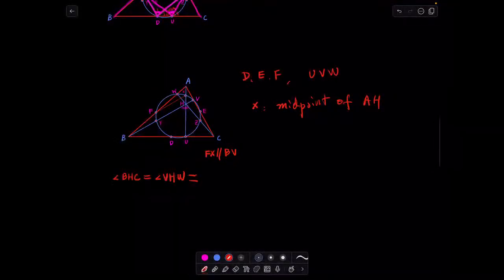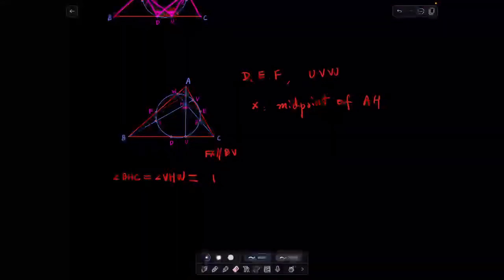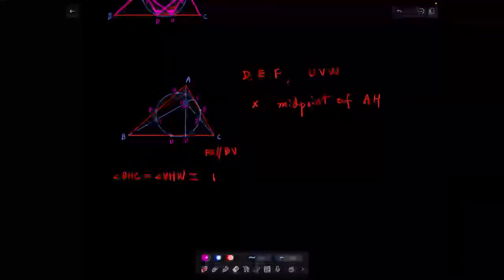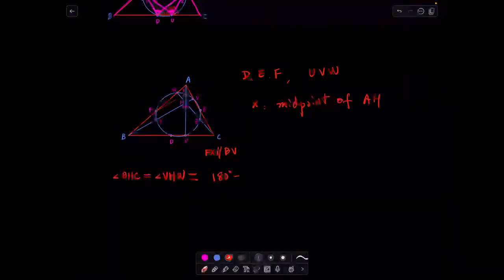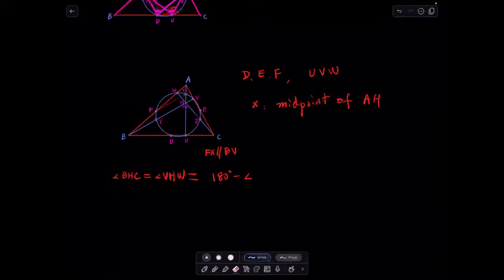So why is that the case? Okay, so let's take a look. I claim that this is 180 degrees minus the big angle A, which is BAC, right? For some reason, this doesn't work very well today. 180 degrees minus angle A, the BAC. Okay, why is that the case?